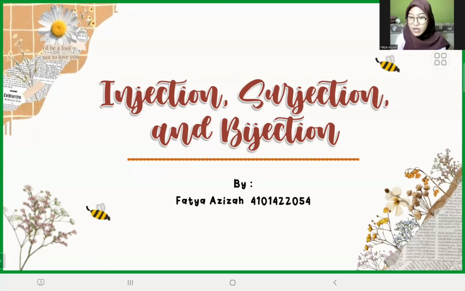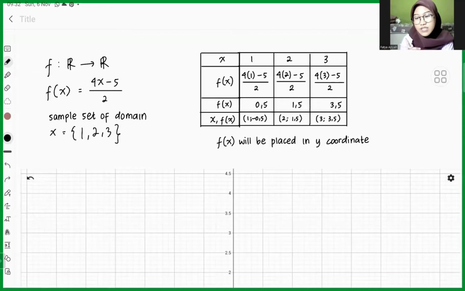So today we're going to talk about injection, surjection, and bijection. But before we start our main topic, I'm going to show you how to draw a graph of a function and also how to simply get the graph of a function using GeoGebra. I have my tablet here, so I'm going to look down.